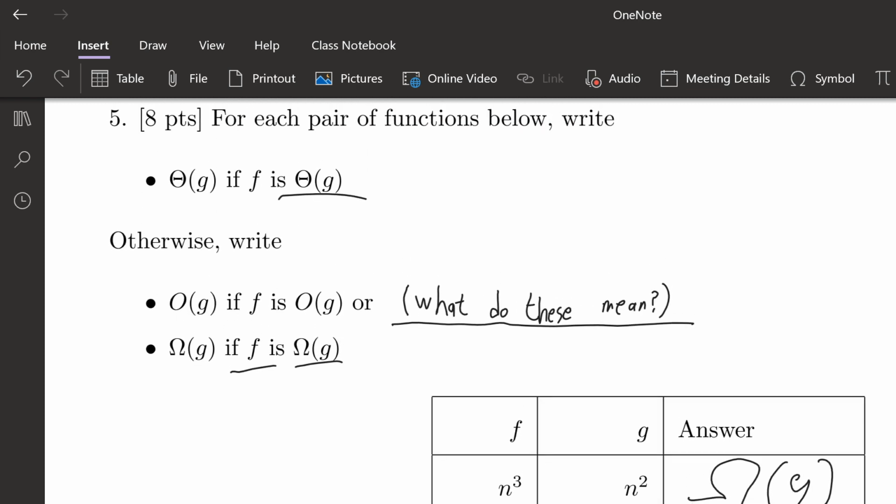How about log n and n to the 0.000000001? Big O. Why do you say that? Because polynomial is dominant over log. But the polynomial is so small. Look at it. It's tiny. Eventually it'll be bigger though. Eventually. One day.